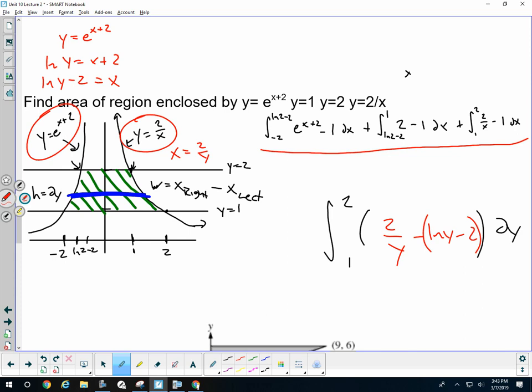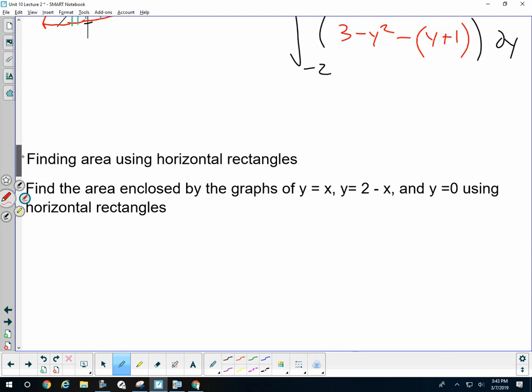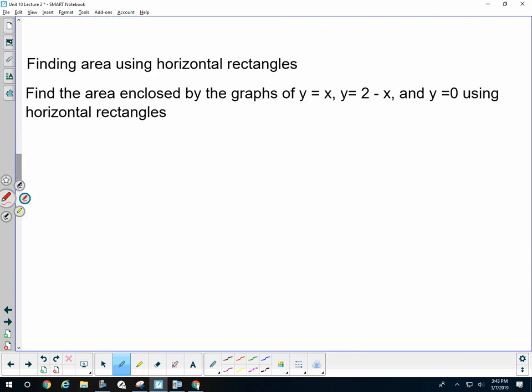Okay? Now, depending on the situation, we will either have to use horizontal rectangles or it's more advantageous for us to use horizontal rectangles. I'd like us to practice being able to go in both directions. So let's find an area using both horizontal rectangles and vertical rectangles.